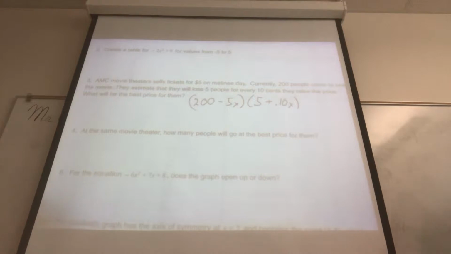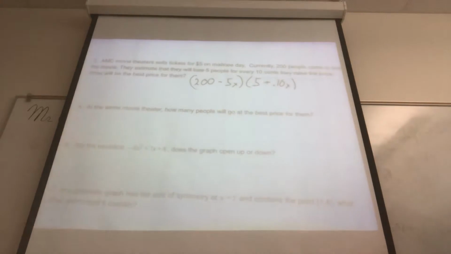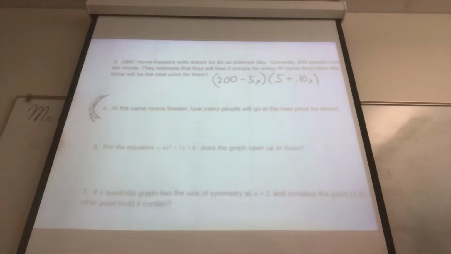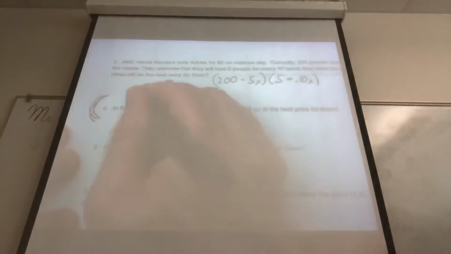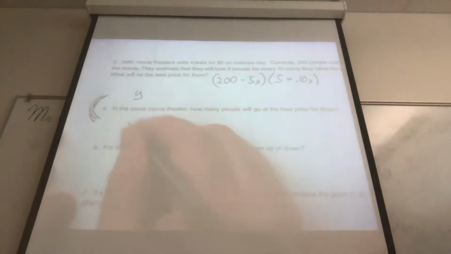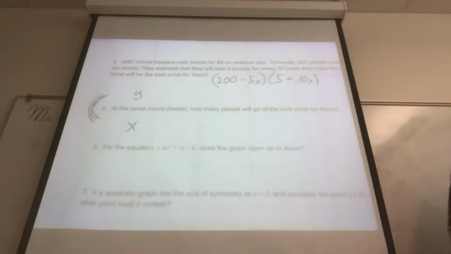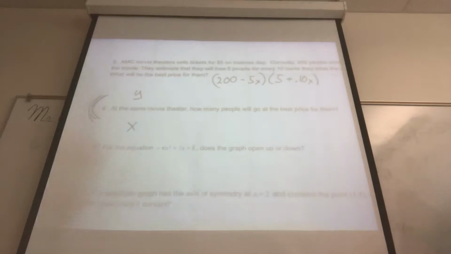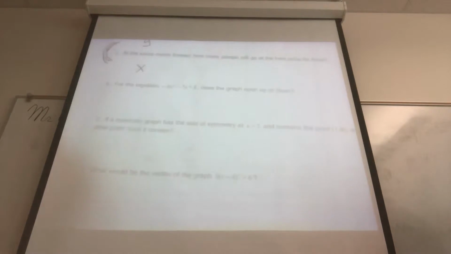At the same movie theater, how many people will go for the best price? Again, those are the same question. They're just asking for different parts of it. This one would be asking for when you multiply them together, so this would be the y value. And then on this one, it'd be the x value of the vertex. So you'd find that high point on the graph, and that'd be my answers for this one.